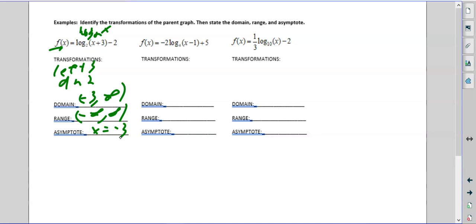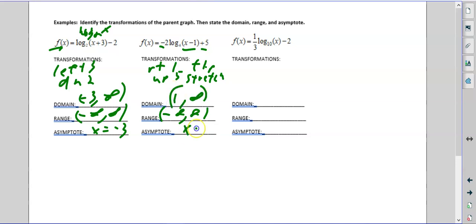Okay? On the next one, this one is going to move it right 1, up 5. The negative is going to flip it. And the 2, being greater than 1, is going to stretch it. So again, the range does not change, negative to positive infinity. We're looking at h, so 1 to positive infinity, and x equals 1.